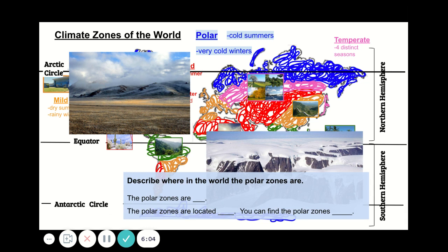So your last discussion for today is to describe where in the world the polar zones are. So you might tell your partner, the polar zones are, or the polar zones are located, or you can find the polar zones.